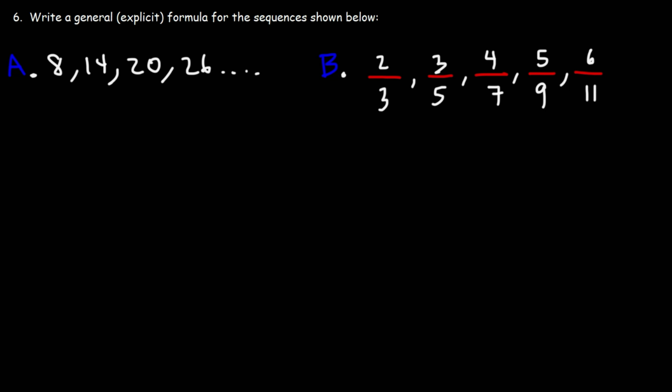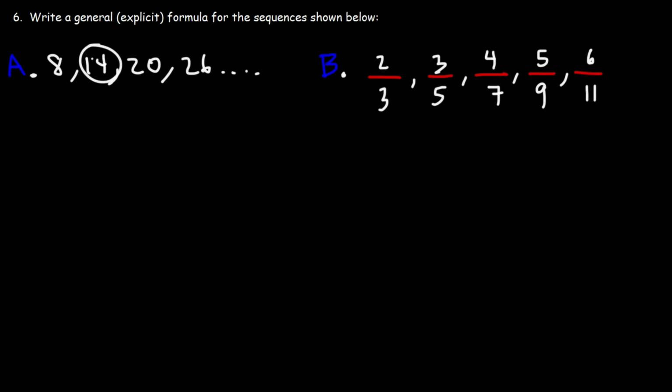Number 6, write a general formula or explicit formula, which is the same, for the sequences shown below. In order to write a general formula or an explicit formula, all we need is the first term and the common difference if it's an arithmetic sequence, which for part A, it definitely is.